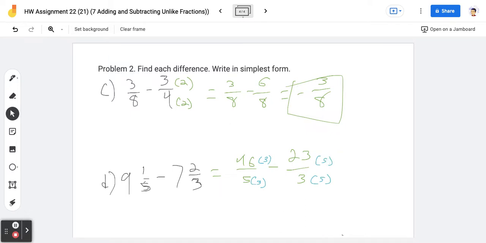46 times 3 is going to be 138/15, minus 23 times 5 is 115/15. Subtract those numerators, keep the denominator. We end up with 23/15, which I'll turn into a mixed number. 15 goes into 23 one time. How much is left over?